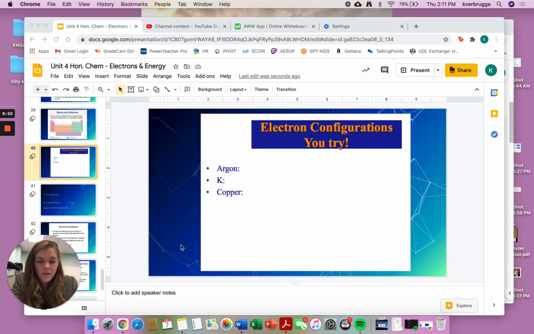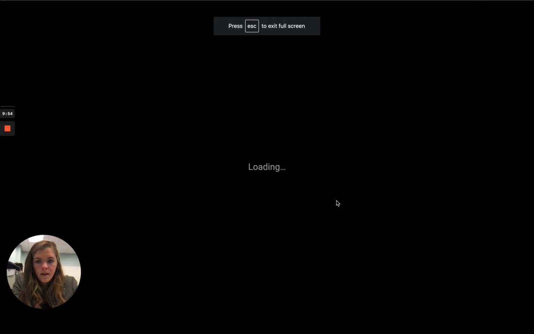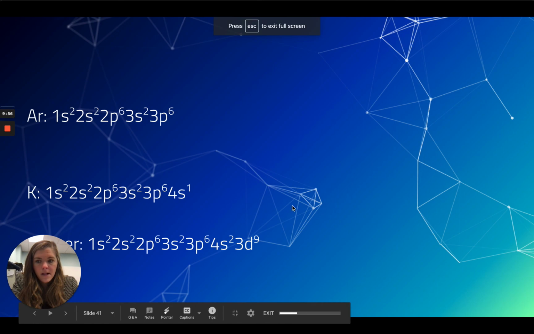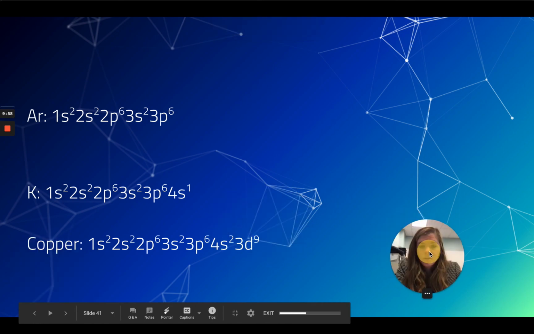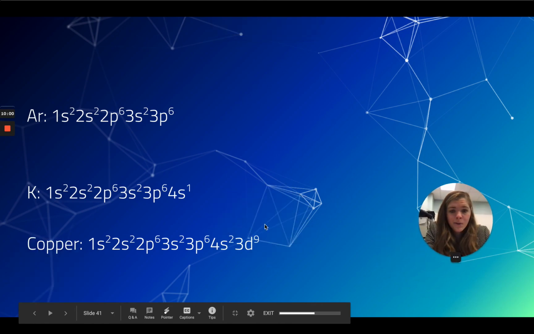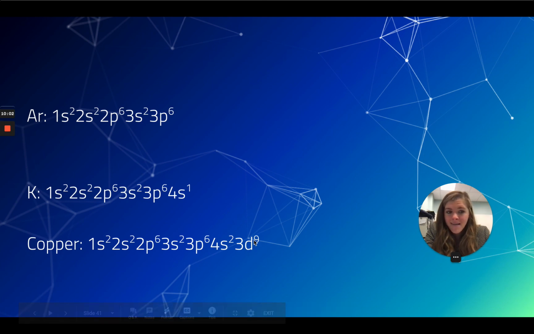Alrighty, hopefully you have your answers. If we go to our next screen, these should be the answers you received. I didn't tell you this earlier, but your d orbital can hold up to 10 electrons, because there are 5 different orbitals that you can fill up, giving you a total of 10 electrons. So go ahead and check your answers.